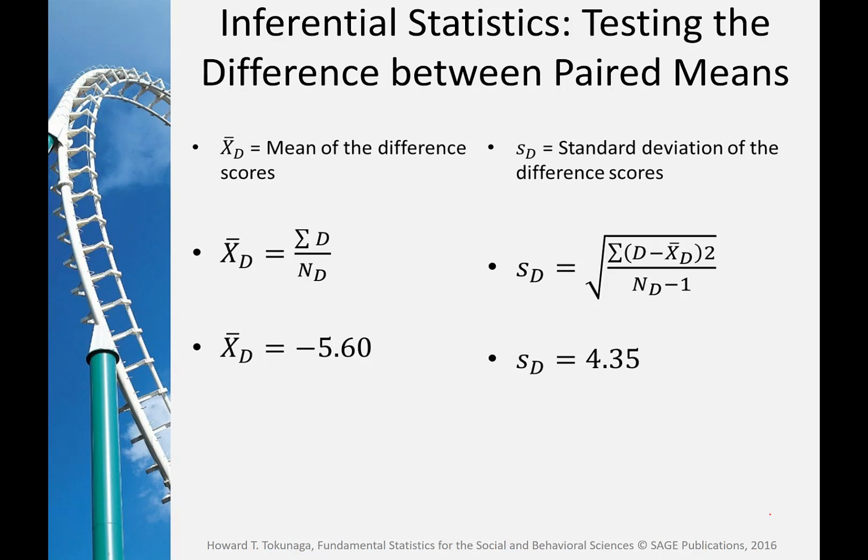So the average of the difference scores, again, going through all, what was it, however many parents there were, 20 parents? So the average difference was 5.6.